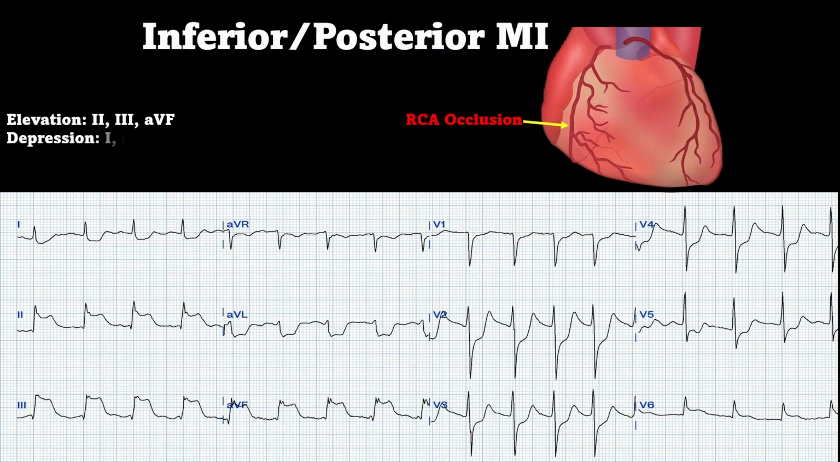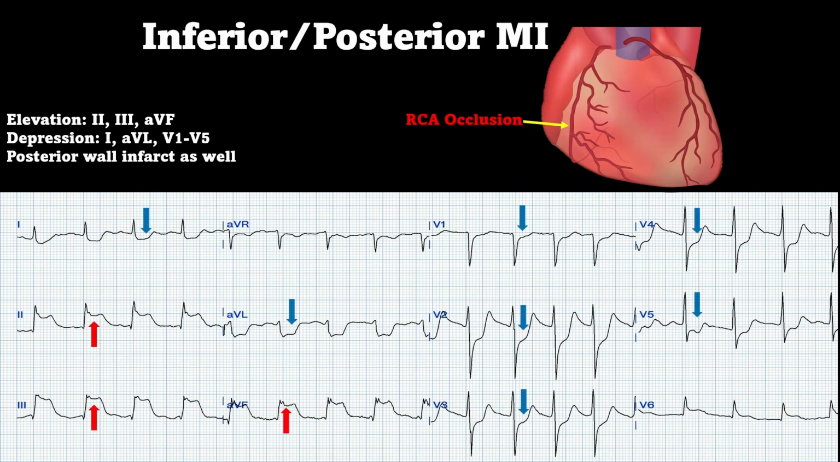And here we talk about our inferior and posterior MI. We're going to have elevation in 2, 3, aVF, and depression in 1, aVL, V1 through V5. We also have a posterior wall infarct as well. If you do your posterior leads, you might see some elevation in V7 through V9. And this is going to be an RCA occlusion.